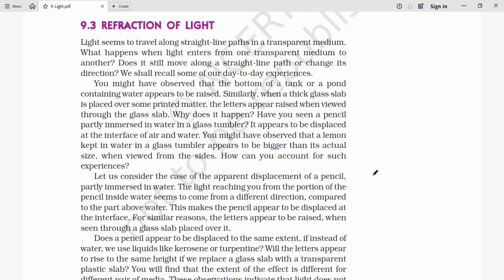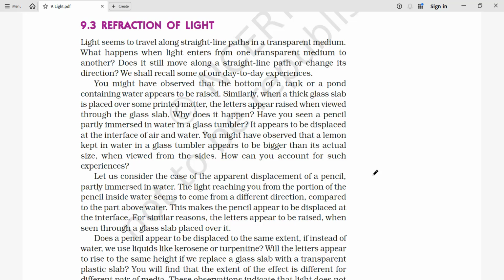So what is refractive index? Rarer medium, how it is important, and how denser medium affects the propagation of light. Those things we are going to discuss inside this, and one more lecture will be there apart from this where we'll see refraction in a spherical mirror.